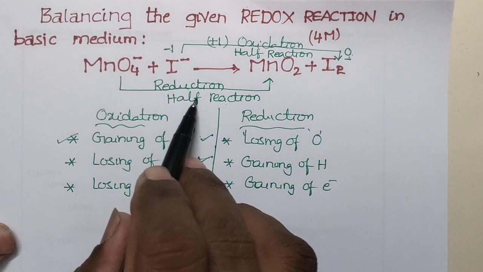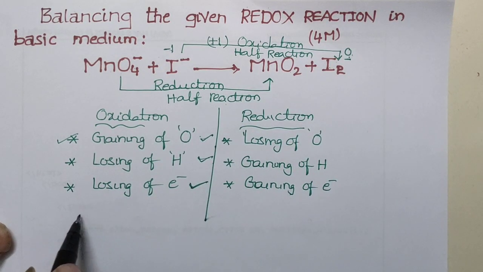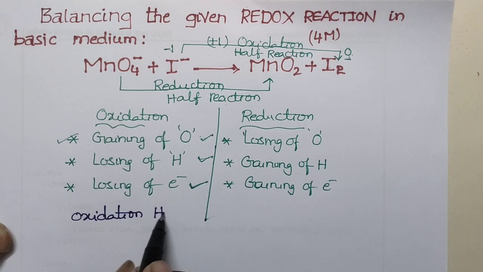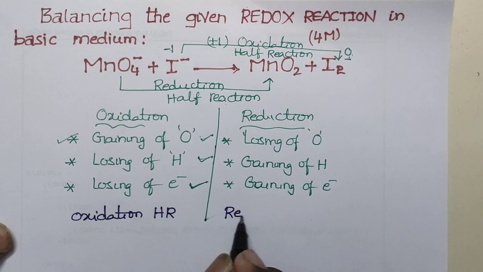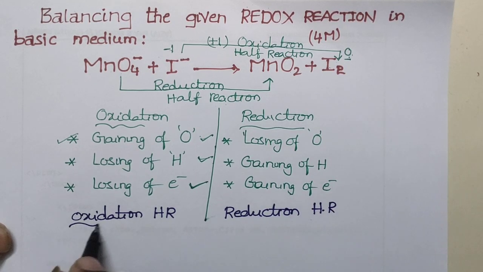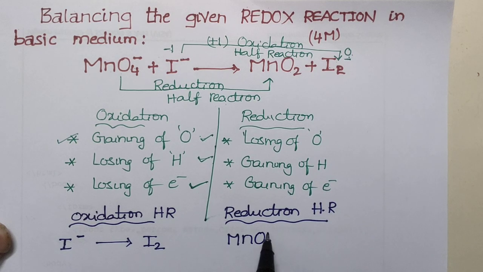After identifying the oxidation reaction and the reduction reaction, we have to draw a table. In one column we have the oxidation half reaction. HR means half reaction, and the other side is the reduction half reaction. From the given skeletal equation, the oxidation reaction is I minus gives rise to I2. And the reduction reaction is MnO4 minus gives rise to MnO2. Now stepwise we have to balance the chemical equation.